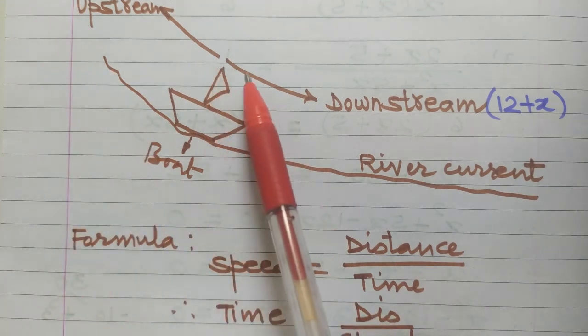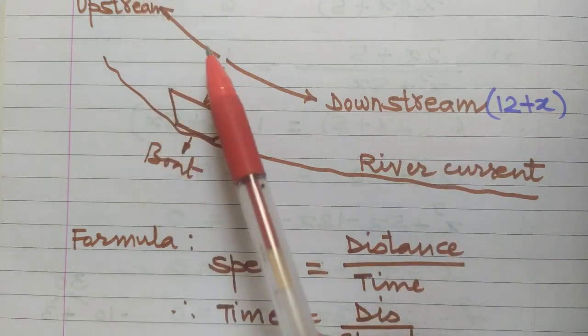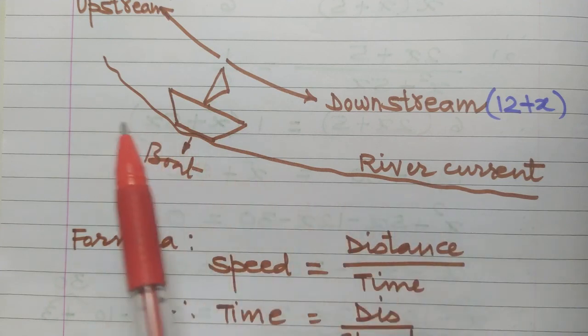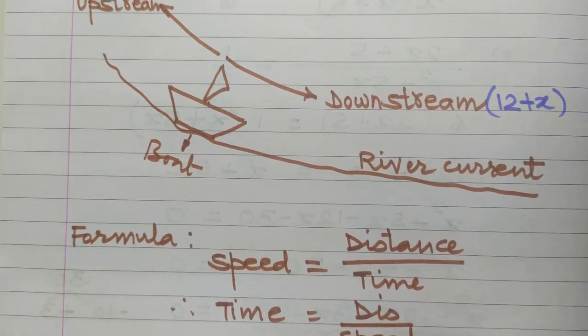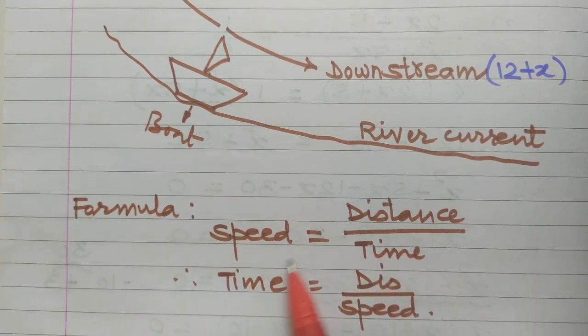So this particular direction is downstream and this particular direction is upstream. Water flows in this direction. The formula which we need to use, a formula you have studied in 9th standard, is speed is equal to distance upon time. So therefore shifting time and speed to the other sides, time will be equal to distance upon speed.